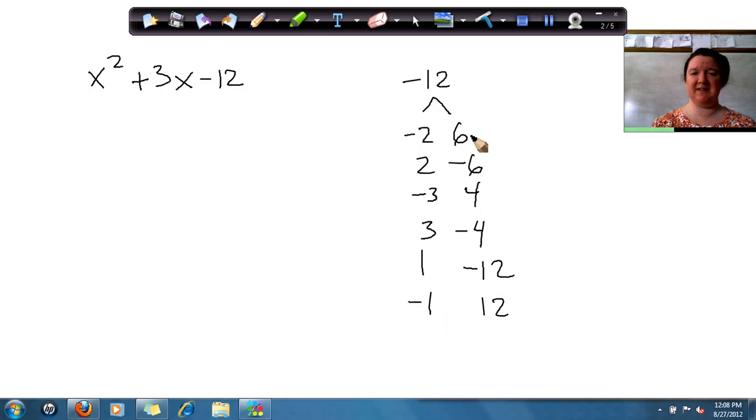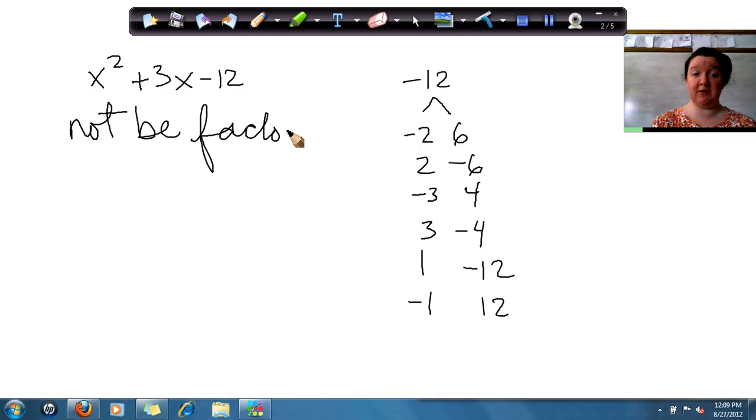Now, if you look at this, that's going to give me a positive 4. This would give me a negative 4. That would give me a positive 1. This would give me a negative 1. This would give me a negative 11. That would give me a positive 11. There's actually no option that adds up to give me 3. So this cannot be factored.